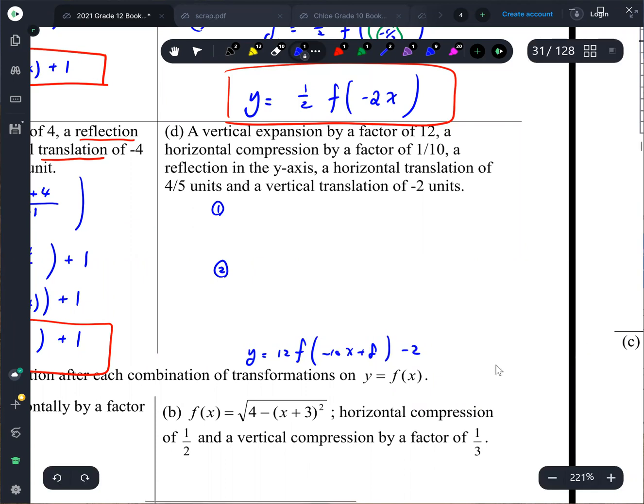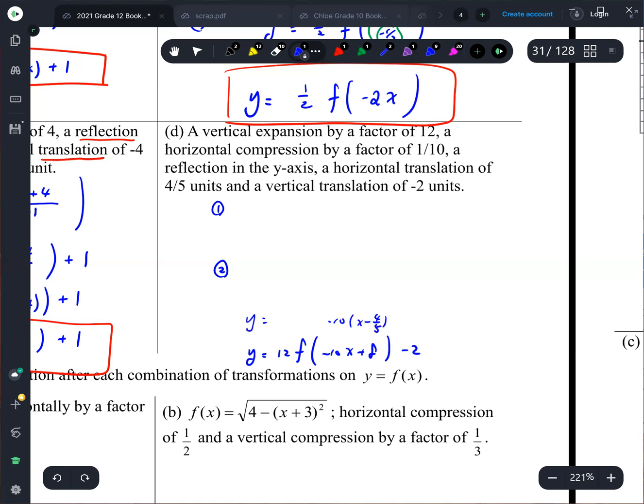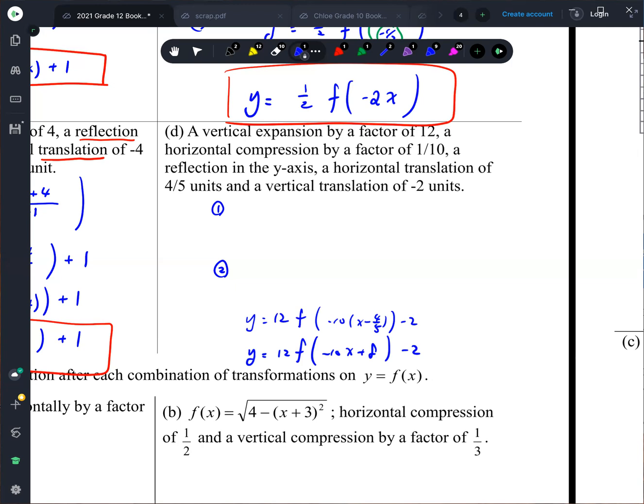Okay, Angela, what do you have? I got the same thing except in the bracket I did negative 10 and then bracket x minus 4/5. x minus 4 over 5, like that? Yeah. Okay. So everything else the same? Yeah. So do you think that your answer will become the bottom one?